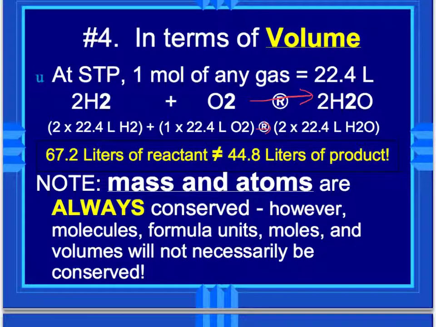So this is super important. The only thing that's conserved, or the same, on both sides of the chemical equation is mass and atoms. So the number of molecules, or formula units, as well as the volume, might be different. We also include moles, which will not necessarily be conserved. So mass and atoms are always conserved, however molecules, formula units, moles, and volumes will not necessarily be conserved, or the same, on both sides.